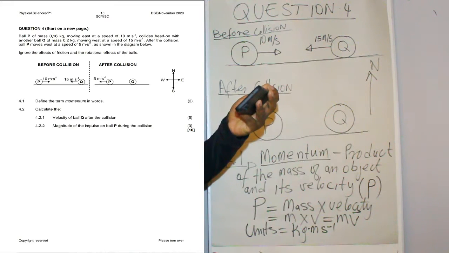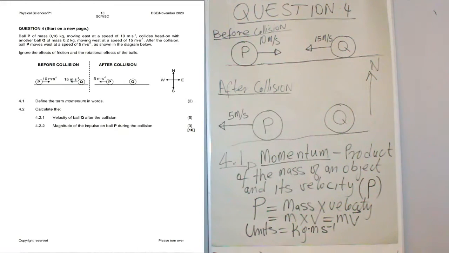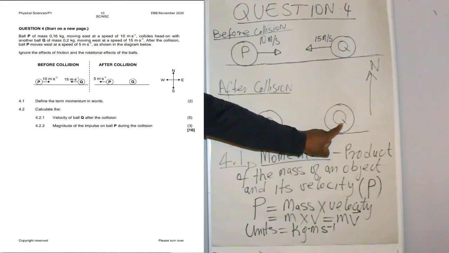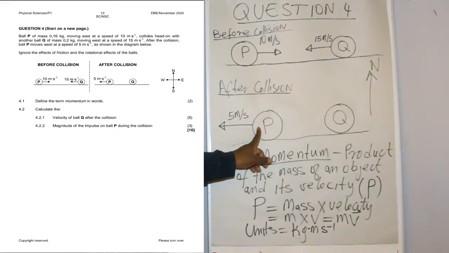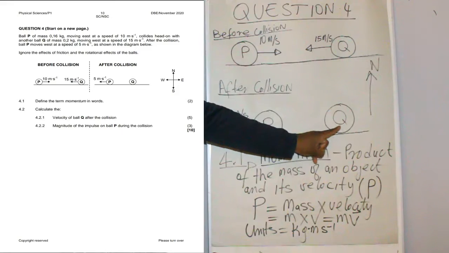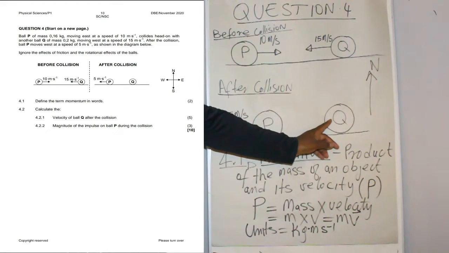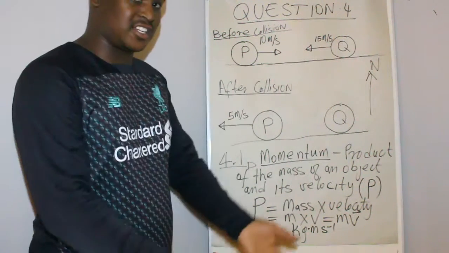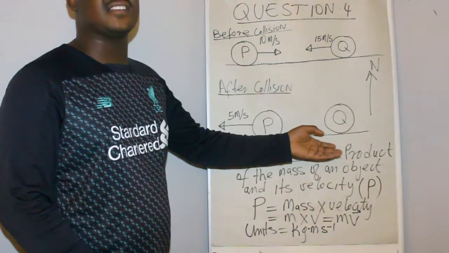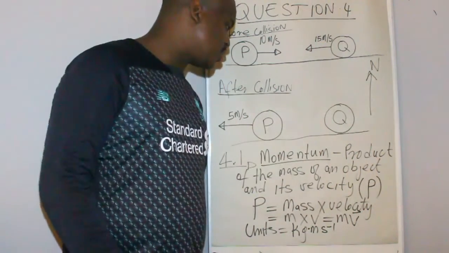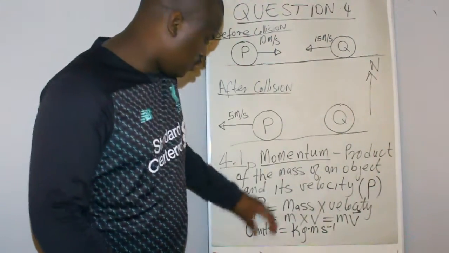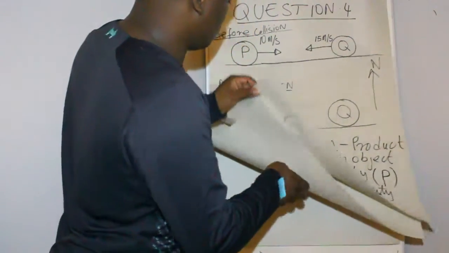Calculate the velocity of ball Q after the collision. So they want us to find the velocity of this ball Q after the collision. They have given us that ball P after the collision moves at 5 meters per second west. So they want us to investigate what is happening there. So we want the velocity of it, which is both the magnitude and direction, because that's what a velocity has. So let's go. To do this, we use the conservation of momentum. So let me go to the next page.